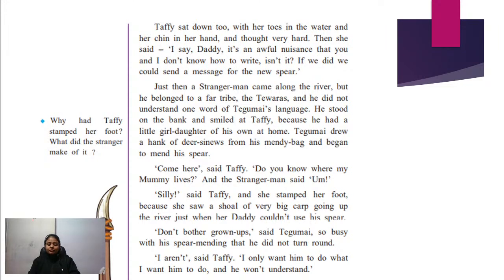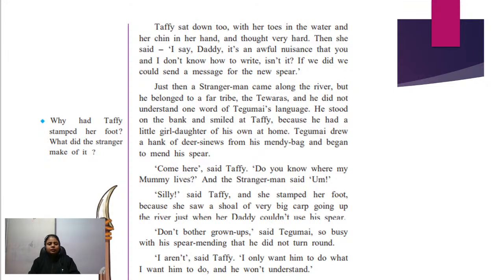So, just then, a stranger man appeared. He came along the river. He belonged to a far tribe, the Tevaras. He did not understand even one word of Tegumai's language. He stood on the bank and smiled at Taffy, because he also had a little girl daughter of his own at home. Now Tegumai drew a hank of deer sinews from that mendie bag and started repairing.